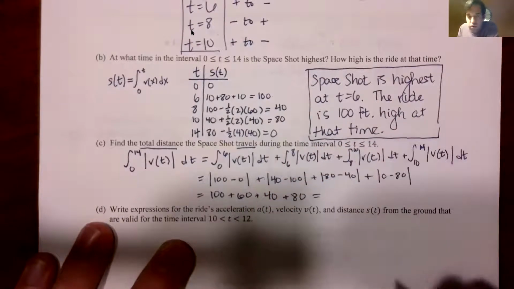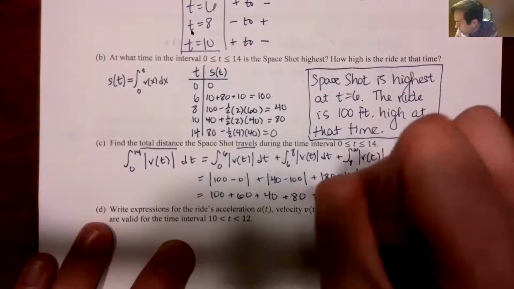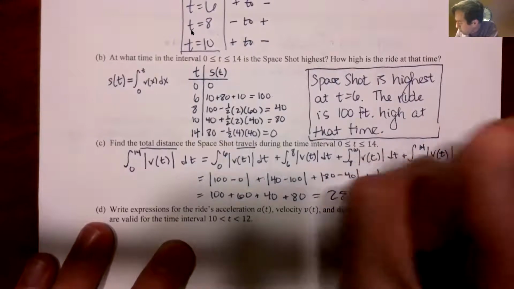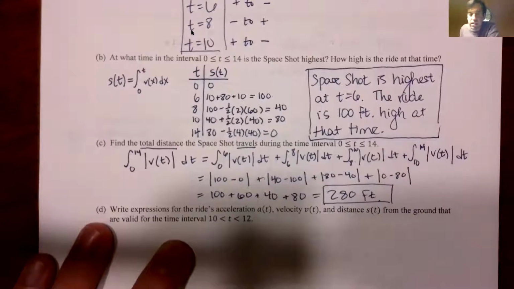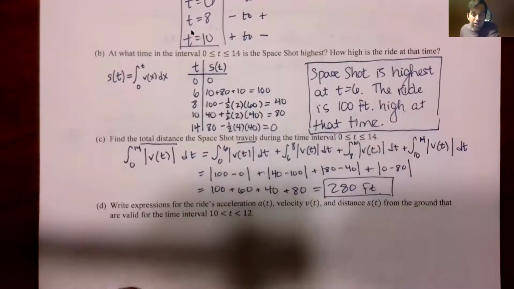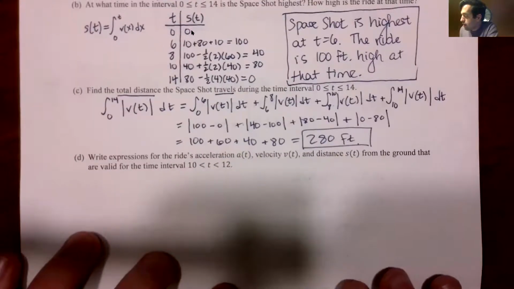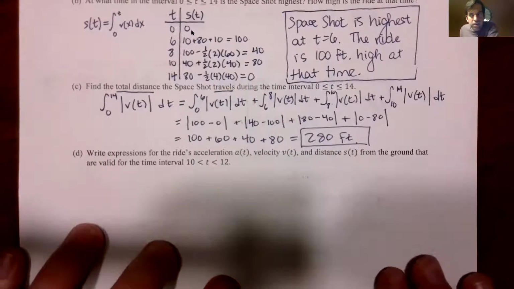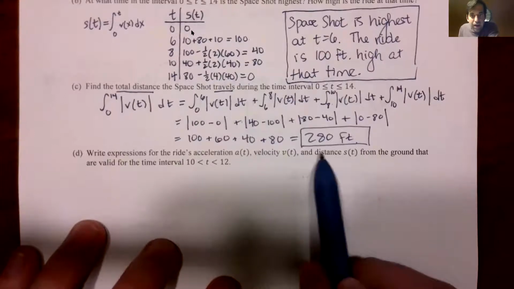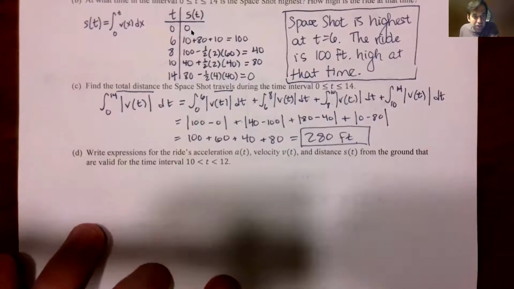So we traveled a total distance of 280 feet. Even though we ended where we started, so the displacement is 0, the distance traveled is 280 feet. And believe me, when you get off this ride, you're not going to say, wow, I really wish that ride moved. We just stood still the whole time. No, you're going to be bouncing up and down. And this is the total amount that you actually moved.